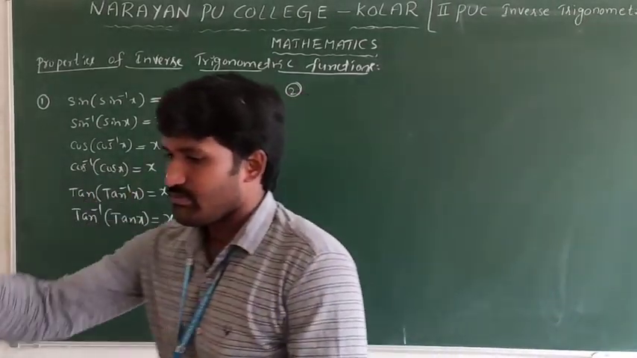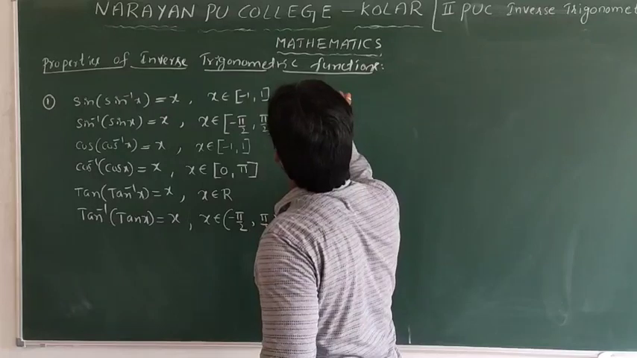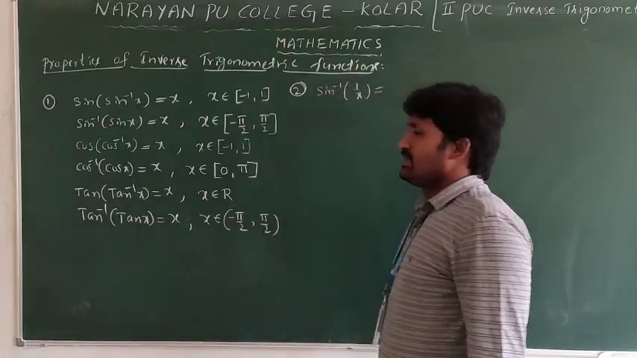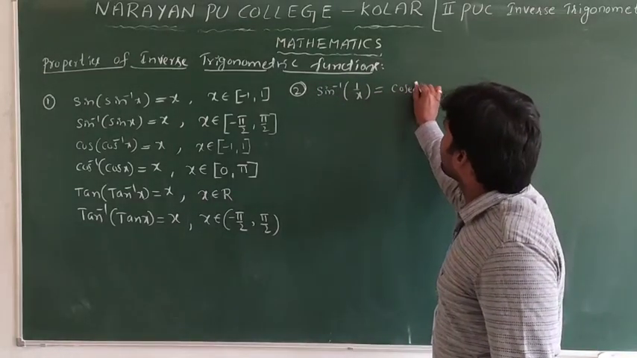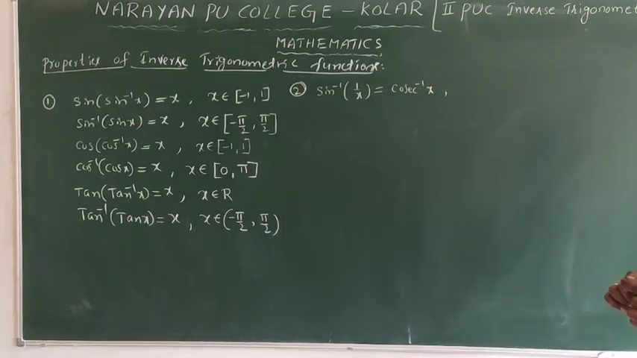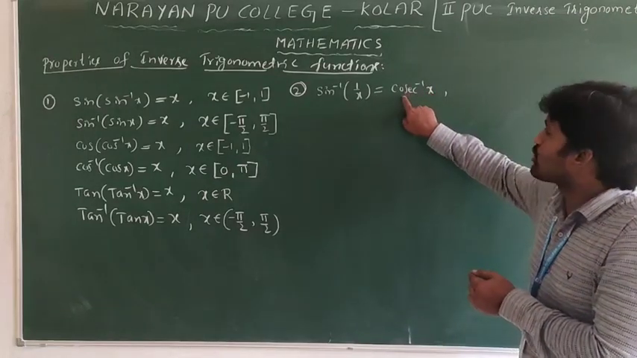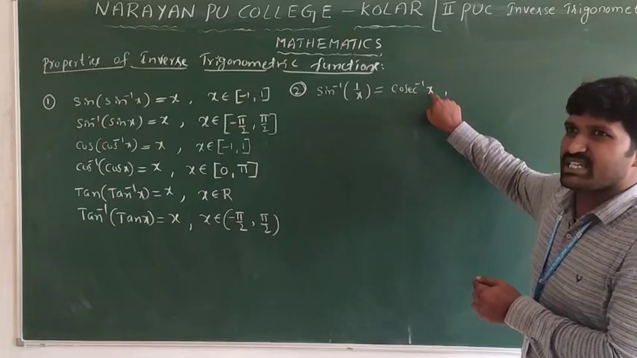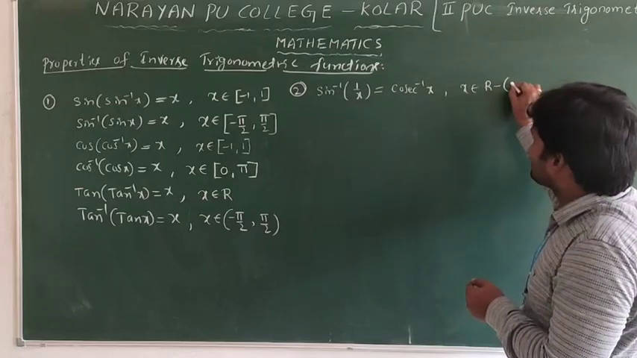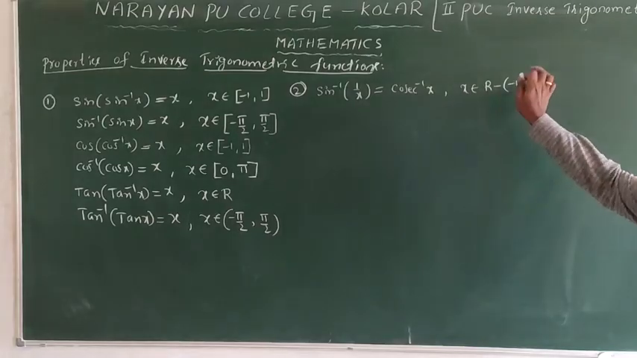In this, sine inverse of 1 by x equal to cosecant inverse x. But how to remember what x values we need to consider? The simple logic is here. The right side function is cosecant inverse x. What is the domain of cosecant inverse x? The domain of cosecant inverse x is all real numbers minus the open interval minus 1 comma 1. This set of values we need to consider for this.